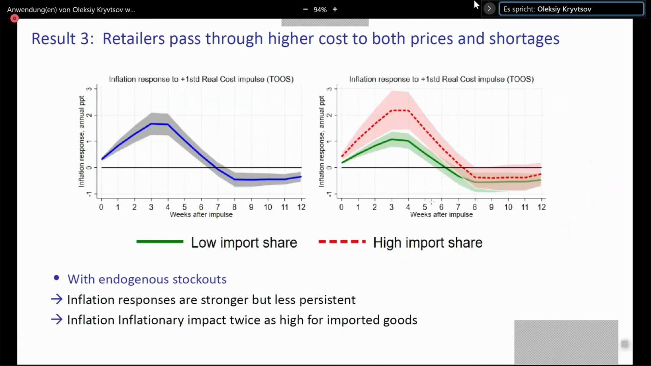And finally, this is my final result slide. We repeat the estimation of what happens after an unexpected rise in cost. Through the lens of the model, such a cost shock produces a large response in sector-level inflation, up to a 2% annualized rate within a month or so. And that increase is twice as large in sectors that are more exposed to trade.